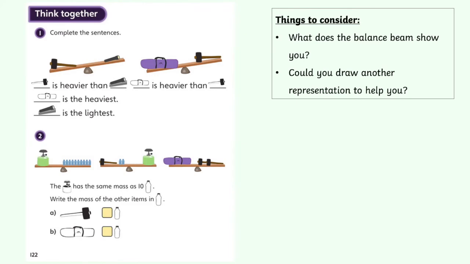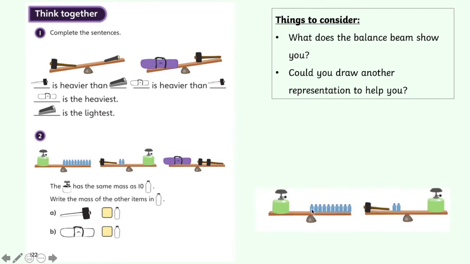Right, let's talk about this question then. So the first thing we're being asked to work out is the mass of the hammer in bottles. I've made them a bit bigger over here, those first 2 balance beams. The first balance beam shows us that the camping stove is equal to 10 bottles. So the camping stove equals 10 bottles.